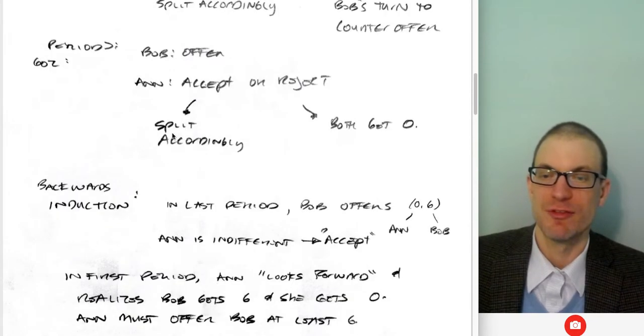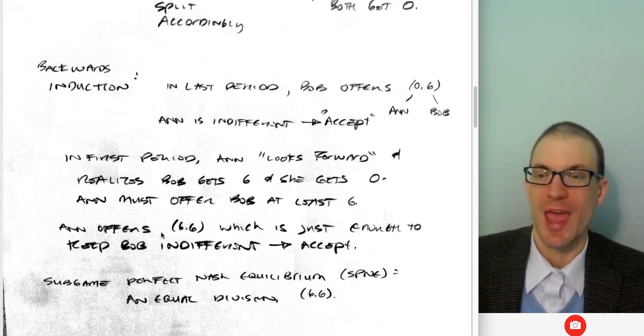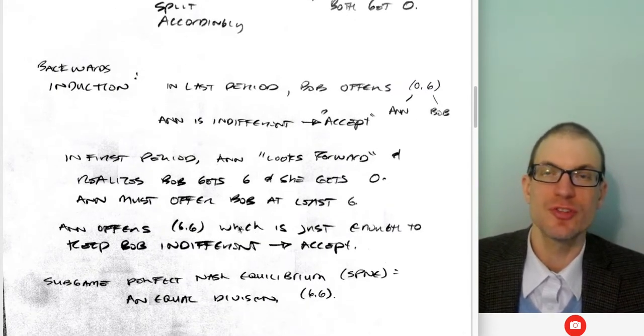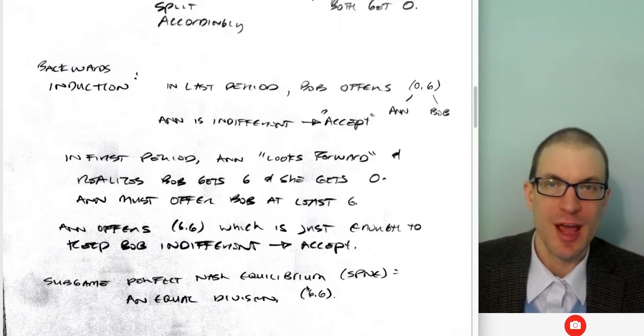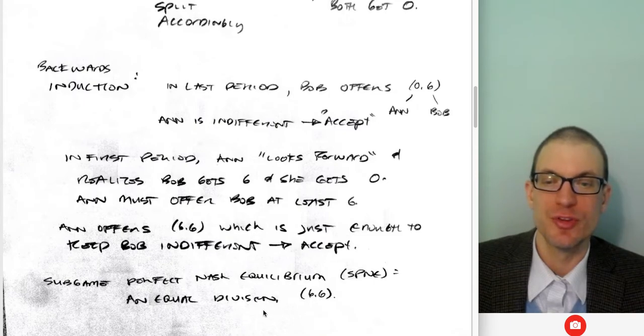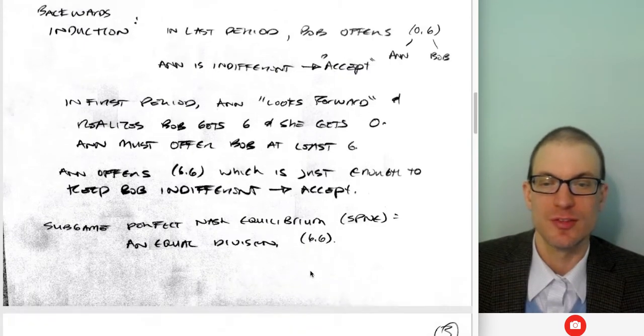So that gives us the 50-50 split, right? So Ann offers 6 and 6, which is just enough to keep Bob indifferent, and Bob will accept. So the subgame perfect Nash equilibrium in this case is an equal division, 6 and 6.